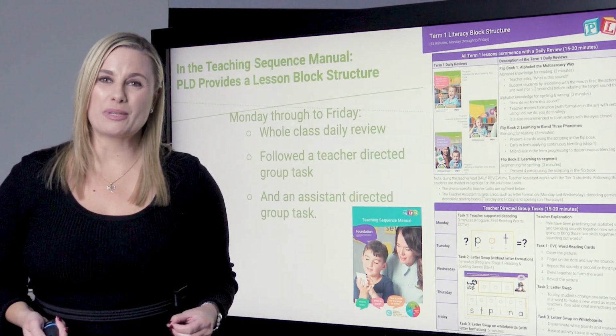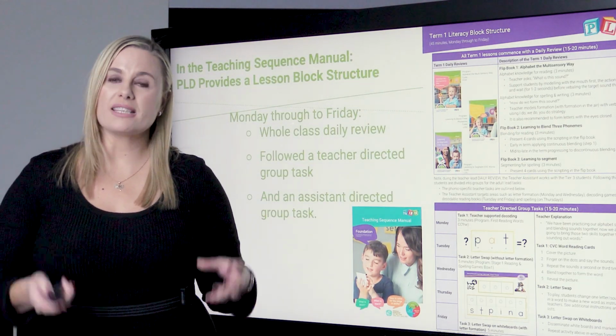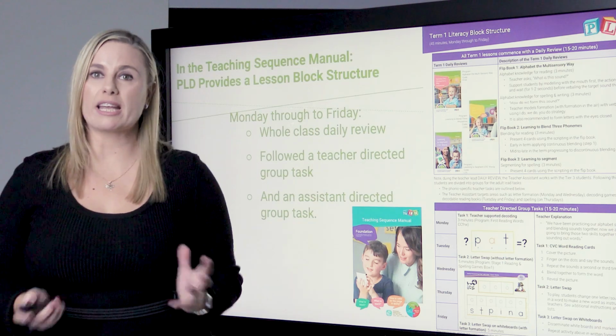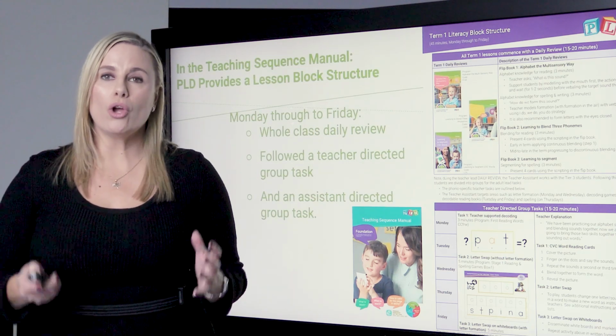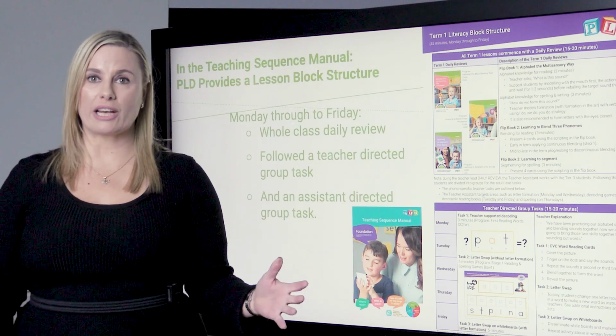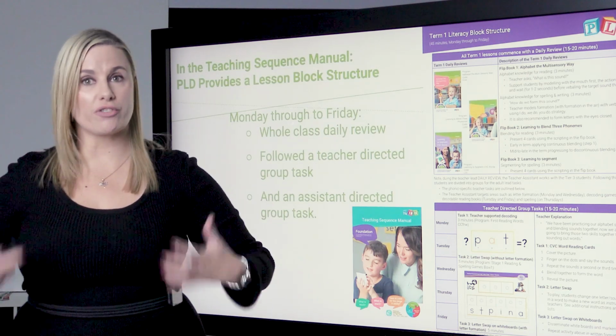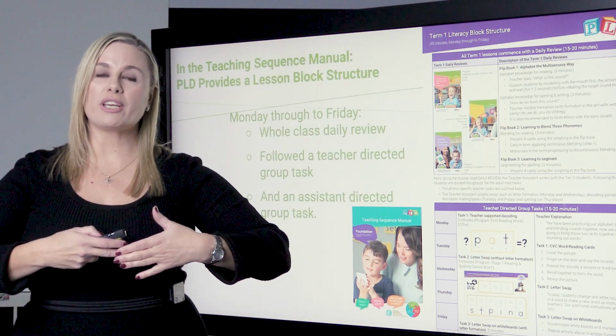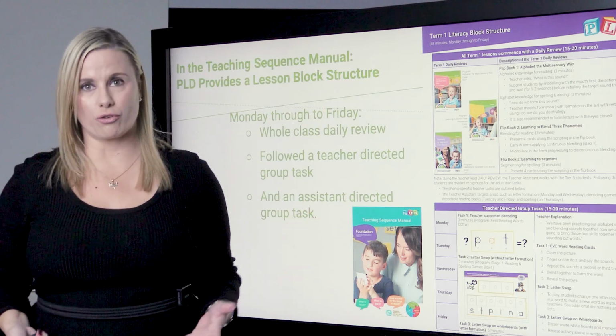In the teaching sequence manual, PLD provides a lesson block structure. Let's recap. For foundation in term 1, it is a Monday through to Friday whole class daily review, followed by a teacher-directed group task, then moving into adult-assisted directed group tasks.